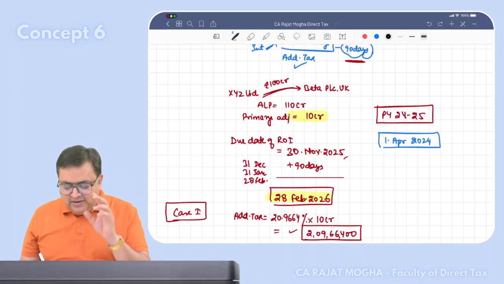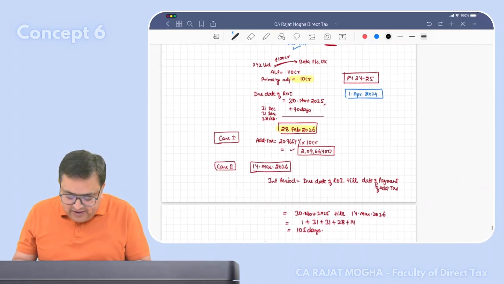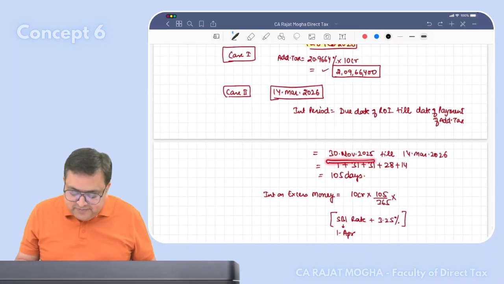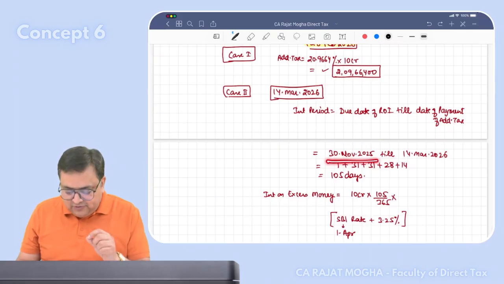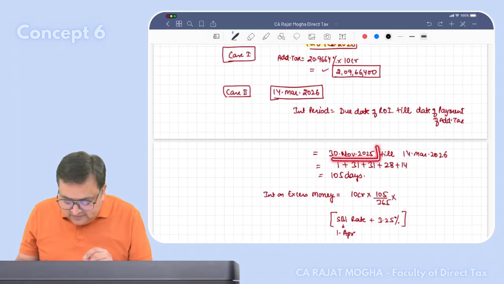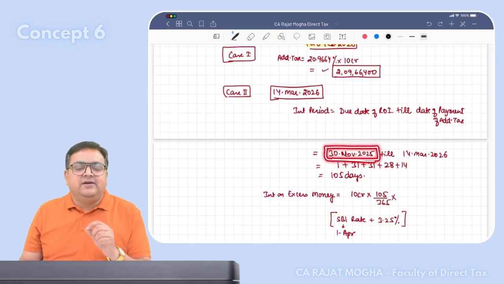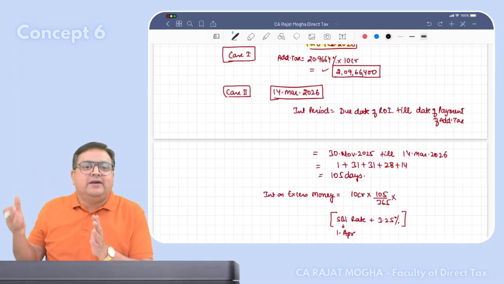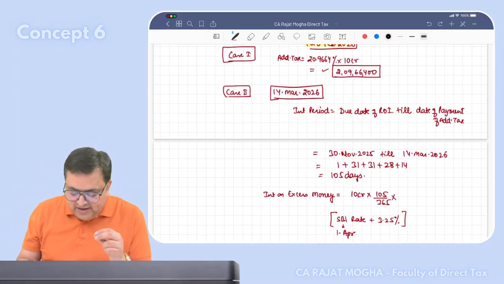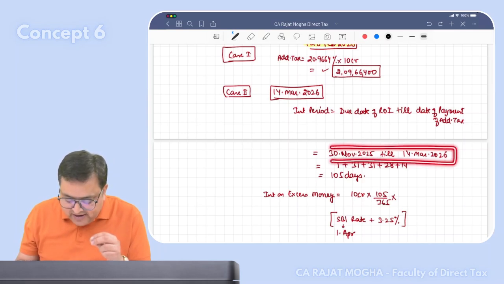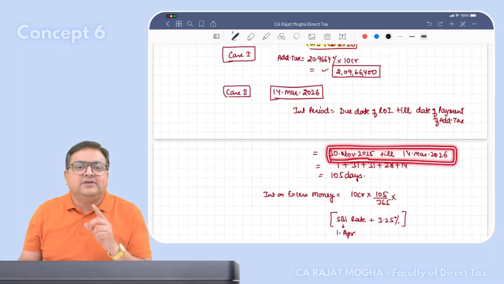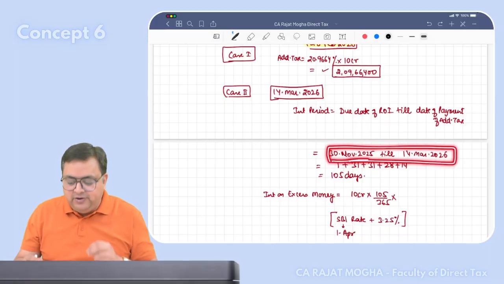I'm confusing you, right? Is this 1st April we have to take? Or we have to take the interest belongs to? Is this interest belongs to which period? The interest belongs to 30th November 2025 onward. So what you have to take? This is the relevant year, because every year the interest will be calculated. So what you have to see is for which year we are calculating interest. We are calculating interest for this period, from 30th November 2025 onward. So this 1st April would be 1st April 2025.